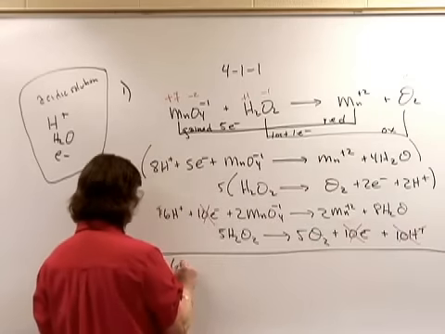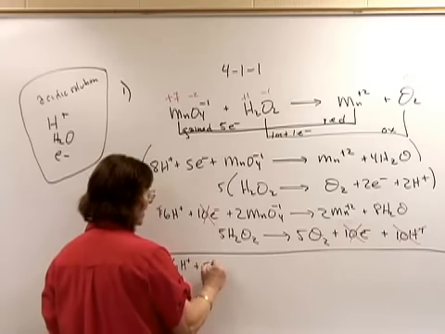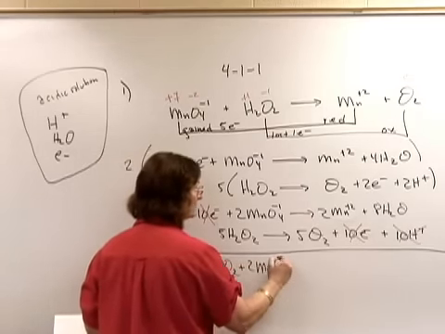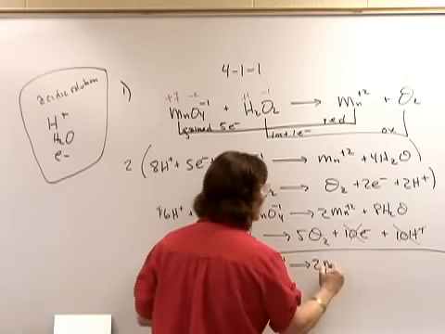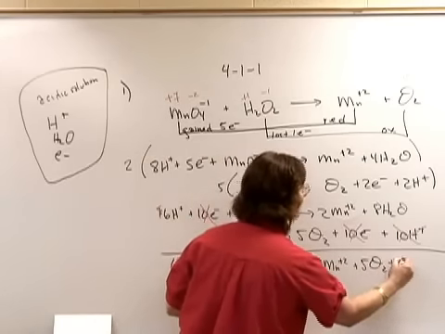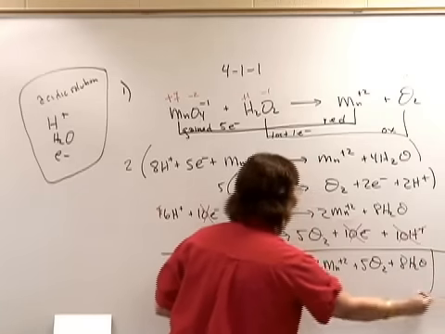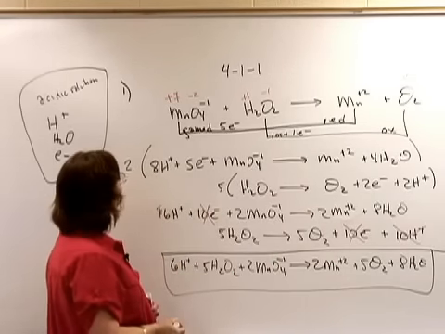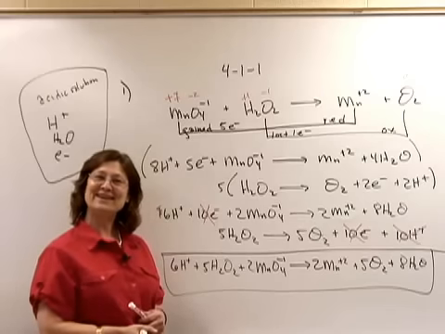And I get 6 hydrogen ions, 5 hydrogen peroxides, 2 permanganate ions, 2 manganese ions, 5 oxygens, and 8 waters. And that is in its lowest common multiple. And that's how you do number 1.